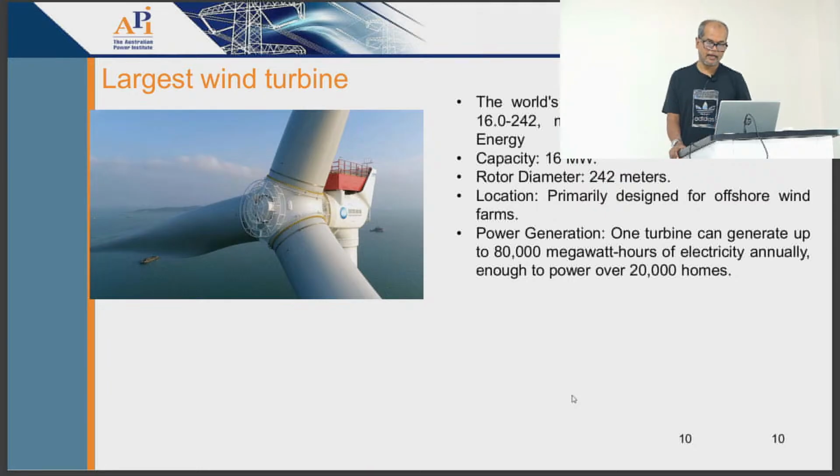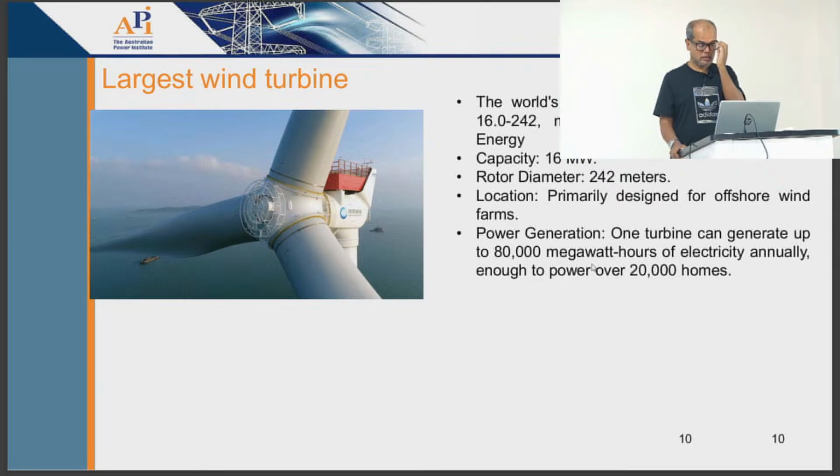So as I mentioned, currently the biggest capacity available in the market is 16 megawatt, and you see the rotor diameter is 242 meters. Mainly it is used for offshore wind farms, because that's quite big, and it can generate up to 80,000 megawatt hours of electricity annually, which can be utilized to power 20,000 homes. So you see, only one single wind turbine, how many homes actually can be supplied.